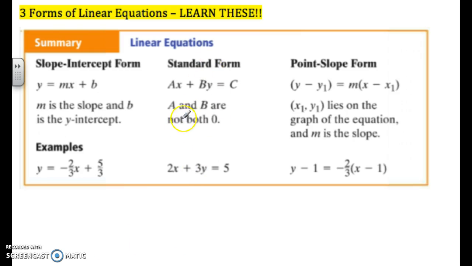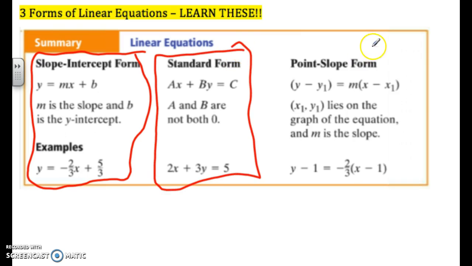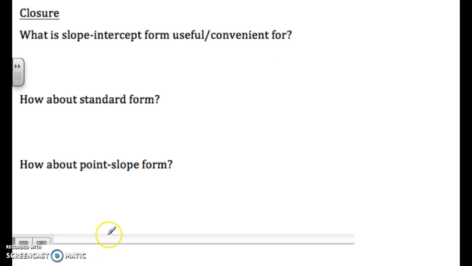Okay, 3 forms of linear equations. You must know these. Slope-intercept form, y equals mx plus b. Standard form, ax plus by equals c. Point slope form, y minus y1 equals the quantity m, which is slope, times the quantity x minus x1. I'm stumbling on my words a little bit.